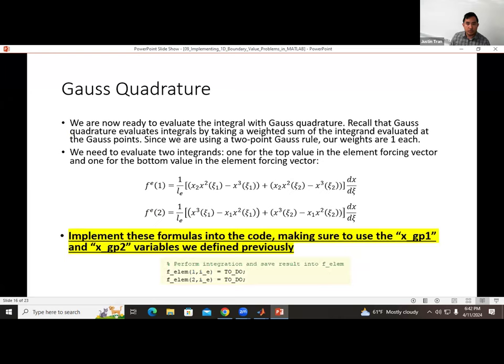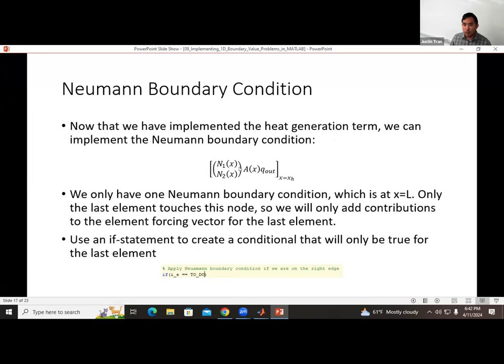And then we're going to be evaluating this term right here. So we have N1, N2 times A times Q out. But notice that this is only evaluated at the right-hand side. So if we know our expressions for N1, N2, and we plug in the very right-most point, because of how things cancel out, we're going to get 0 for N1 and then 1 for N2. A here is constant and Q out is constant, so we don't need to change those. And so the only entry that we have to add here is for the second entry of the forcing vector.